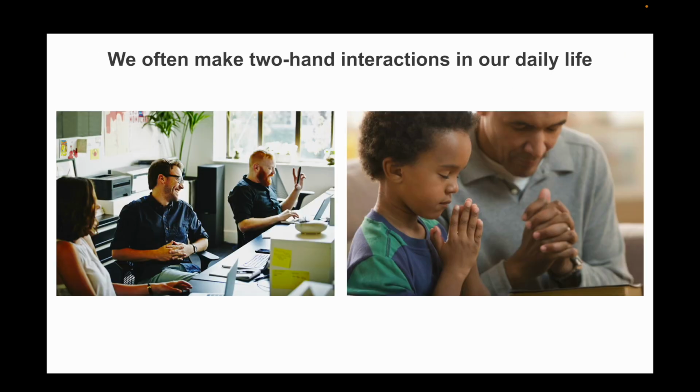We humans often make two-hand interactions in our daily life. During conversations with other people, like the left figure, we often make two-hand interactions with no special meaning. We also make two-hand interactions with special meaning, such as praying, as shown in the right figure.